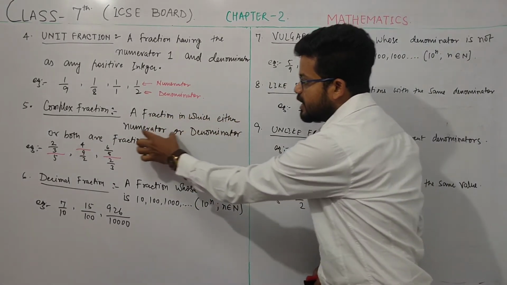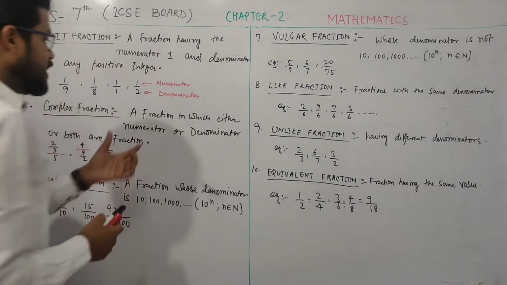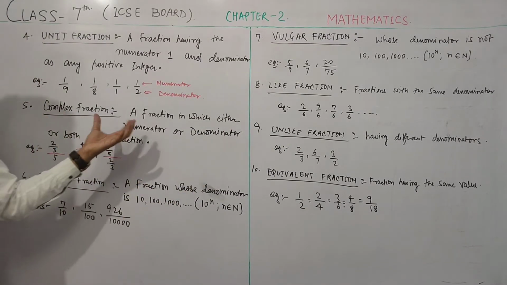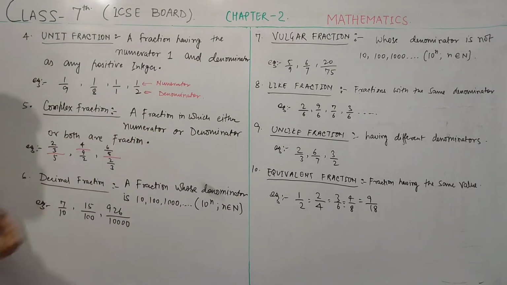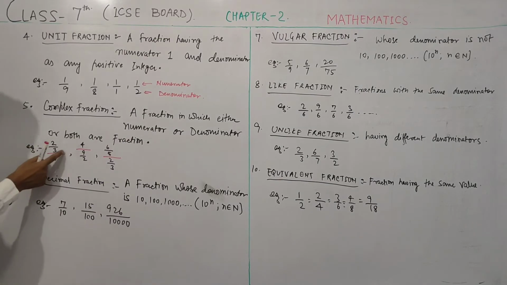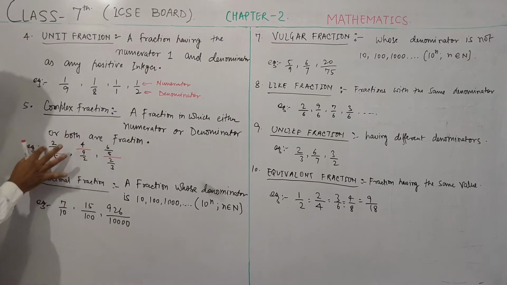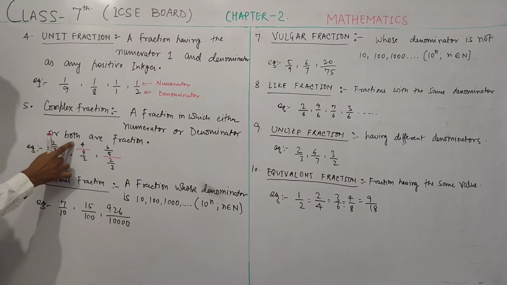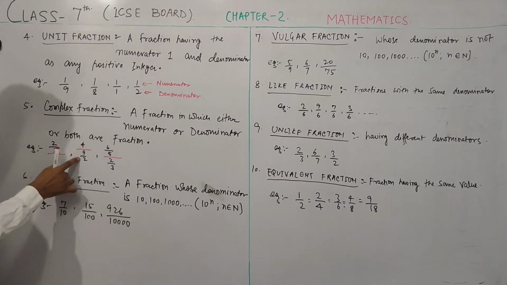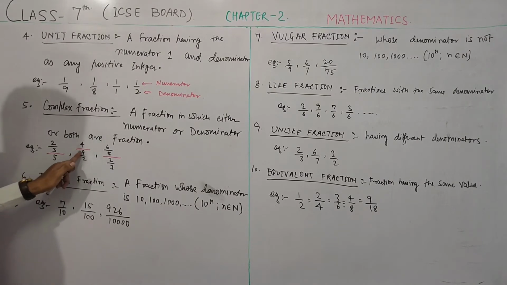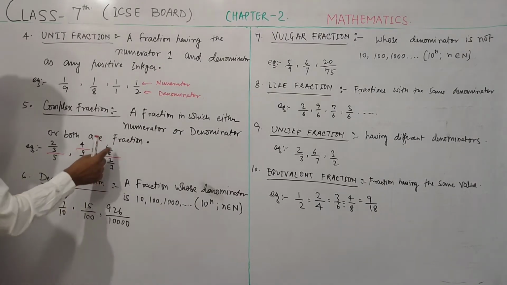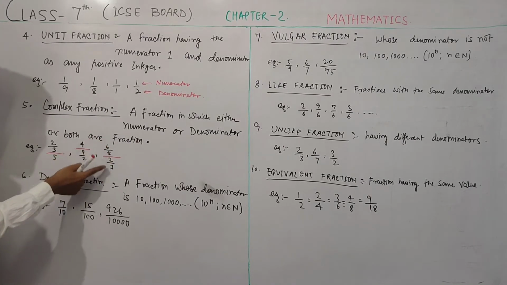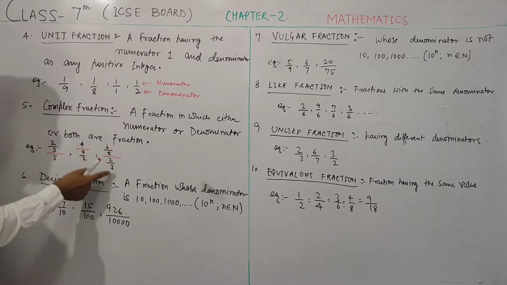A complex fraction is a fraction in which either the numerator, or the denominator, or both are fractions. Here, 2 by 3 is a fraction and 5 is a number, so this is a fraction. Then 9 by 2 is a fraction in the denominator. Or 6 by 5 is a fraction and 2 by 3 is a fraction, and both are in the numerator and this is in the denominator, so this is a complex fraction.